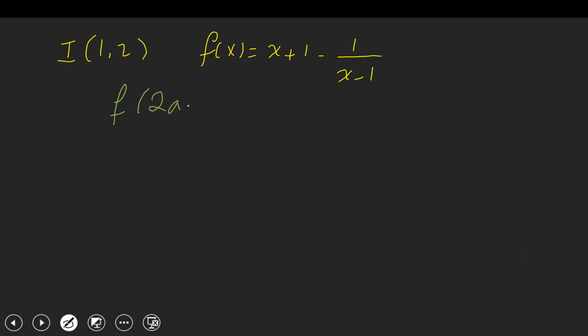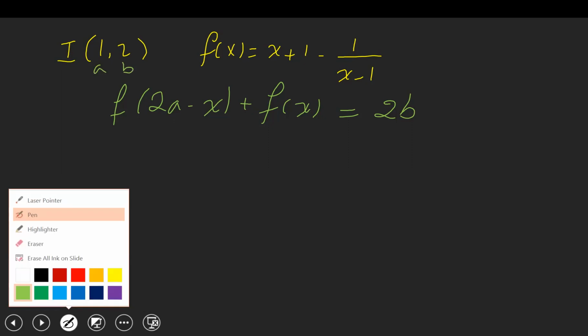Let's show that the point I(1,2) is the center of symmetry of the curve of F. Here, F of X is X plus 1 minus 1 over X minus 1. And the rule of the center of symmetry says F of 2A minus X plus F of X must be equal to 2B, where this is A and this is B. Upon replacing them, what do we get?